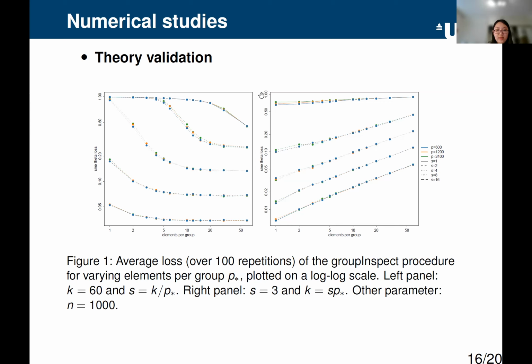And then we look at the plot on the right panel. We can see that the loss increases with the elements per group P star. Also in this case, the first term in the sine angle loss, which is term K, is the dominant term. And so the average loss increases linearly with the element per group at a log-log scale. So this also matches with our theory.